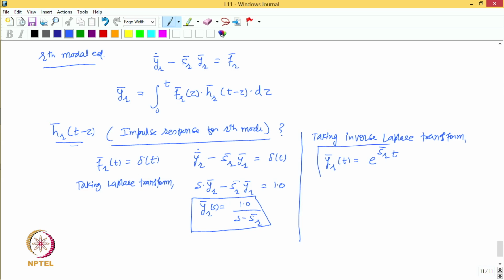So, this is nothing but the response when delta of t is applied in the modal domain, and therefore, this is nothing but the impulse response function h r bar t, right. This is the impulse response IRF for the rth mode. Okay, it is the impulse response function for the rth mode for a multi-degree of freedom system with non-proportional viscous damping. Now, we can substitute this h r bar t in the equation for y r bar, right. So, let us do that on the next page.